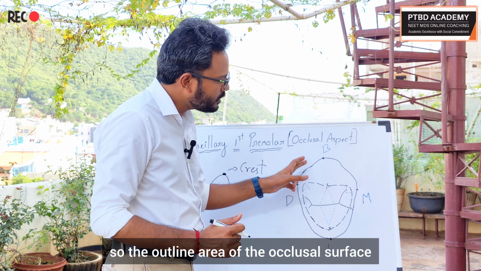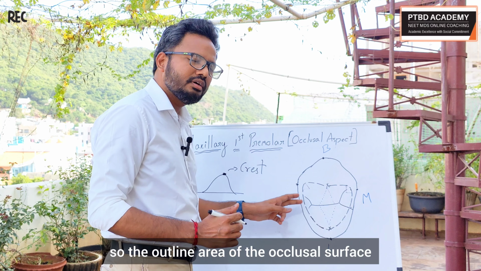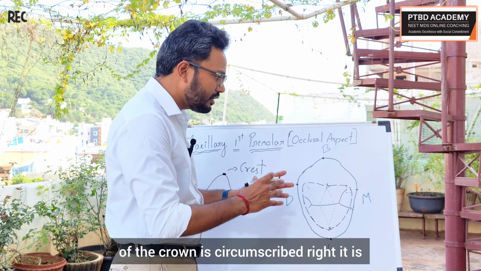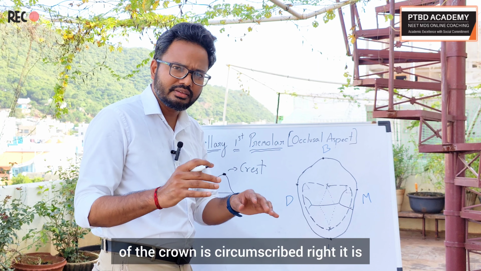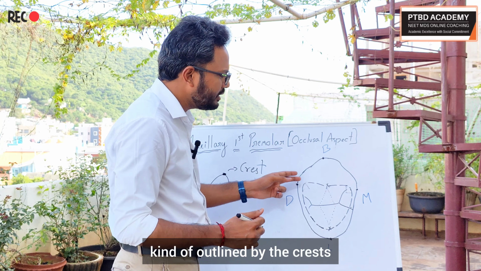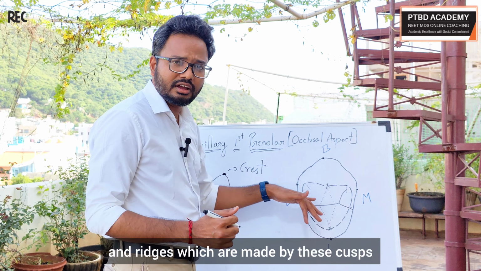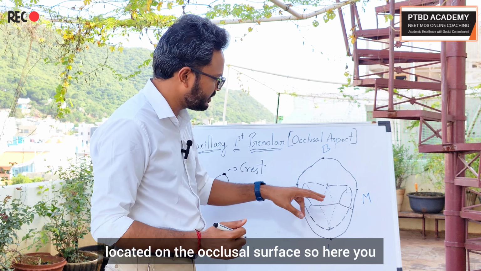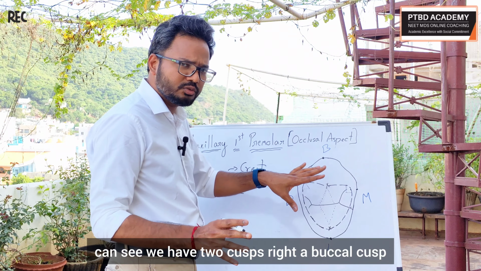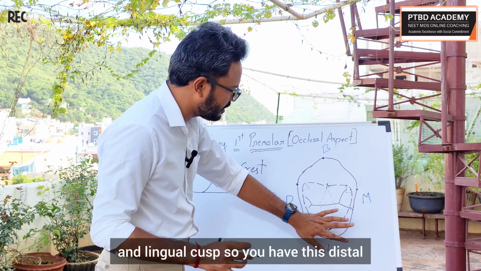So the outline area of the occlusal surface of the crown is circumscribed, right? It is kind of outlined by the crests and ridges which are made by these cusps located on the occlusal surface. So here you can see we have two cusps, right? A buccal cusp and lingual cusp.